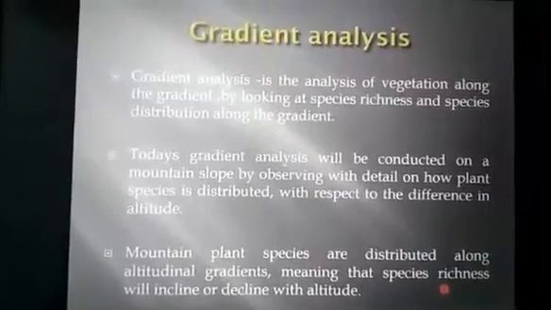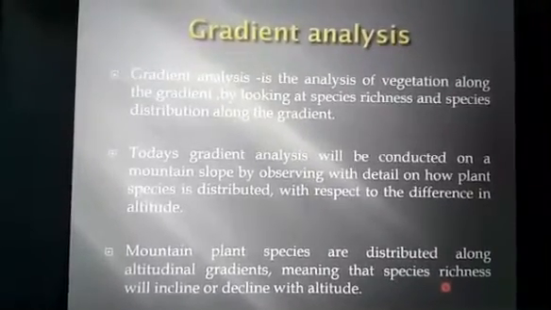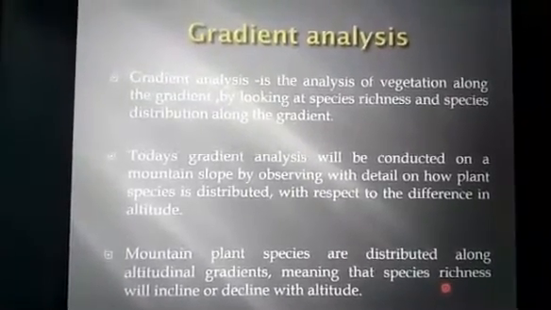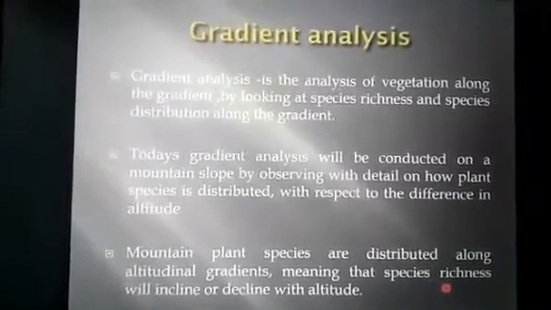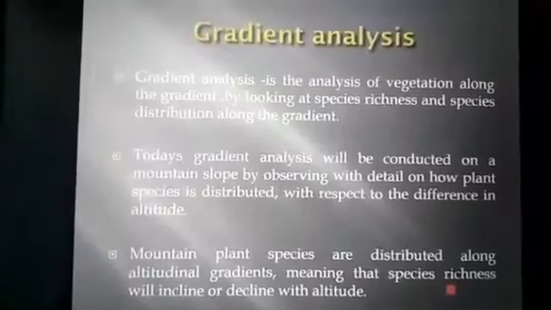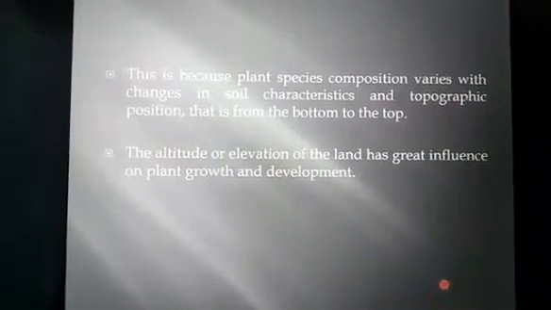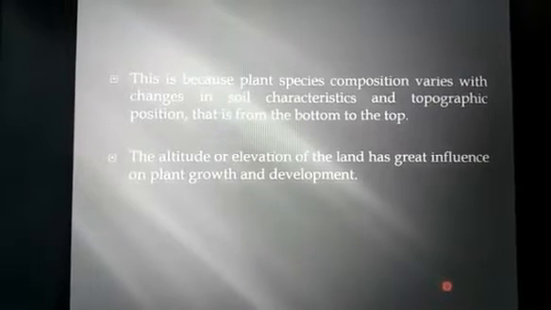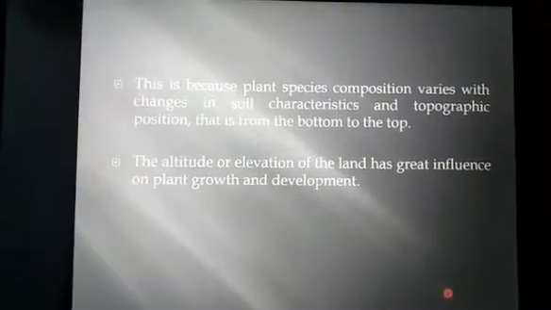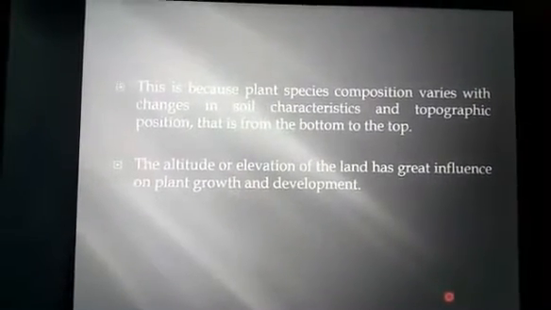So the mountain plant species are distributed along altitudinal gradients, meaning that species richness will decline or incline with altitude. So this is because plant species composition varies with changes in soil characteristics and also the topographic position, that is from the bottom to the top.